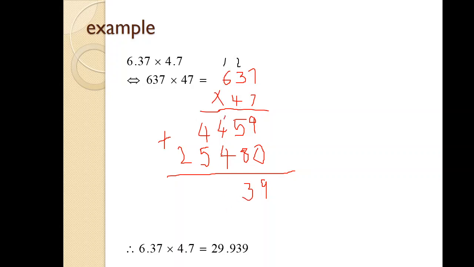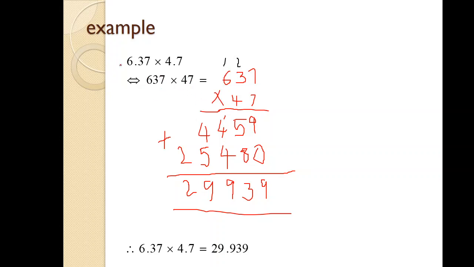1 plus 4 is 5, plus 4 is 9. 4 plus 5 is also 9. Then here is just 2. It's like you're saying 0 plus 2, which is just giving you 2. Okay, that's our answer, but this answer is only for 637 multiplied by 47.